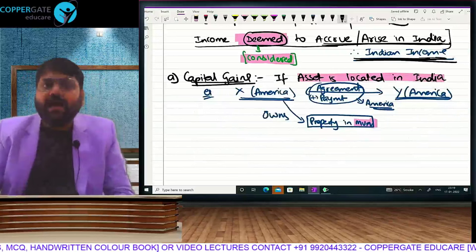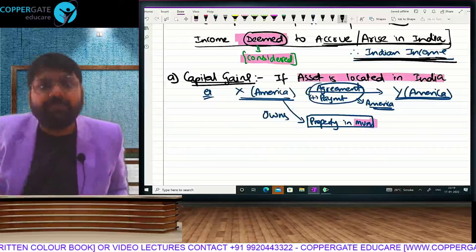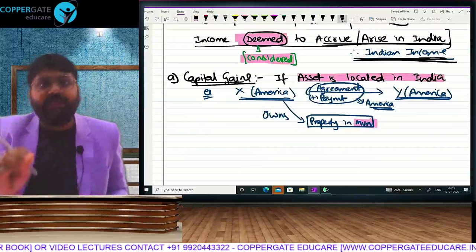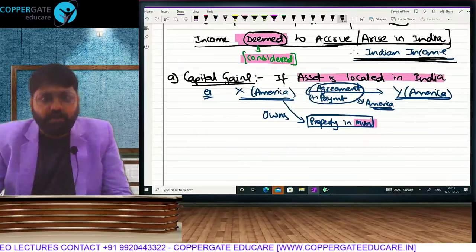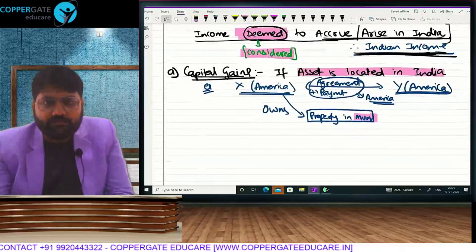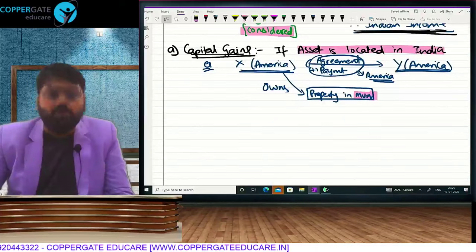Yes. Why? He has done the agreement, payment, everything outside India. Then why is he liable? Because the asset is located in India, it will be assumed to be Indian income. And if it is Indian income, that means everyone has to pay tax, whether you are resident or non-resident. Is the concept clear? Understood, everyone? Yes, sir. Very good. Like this, we will be doing some more points.